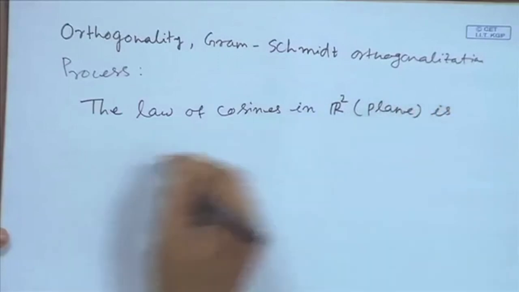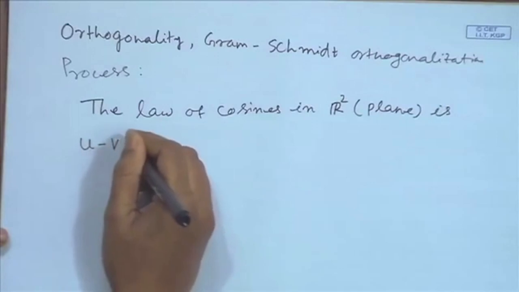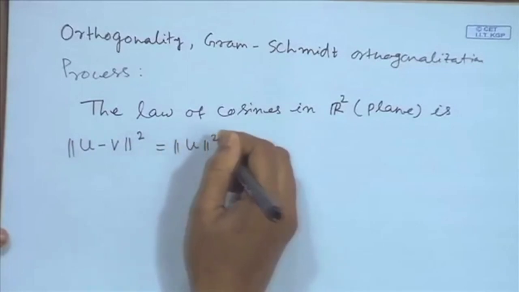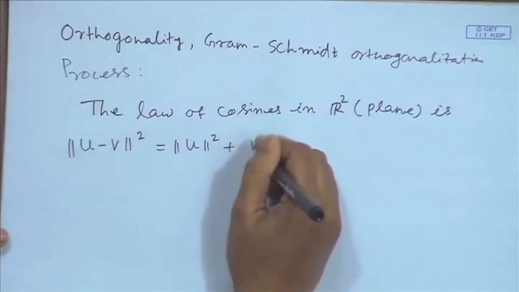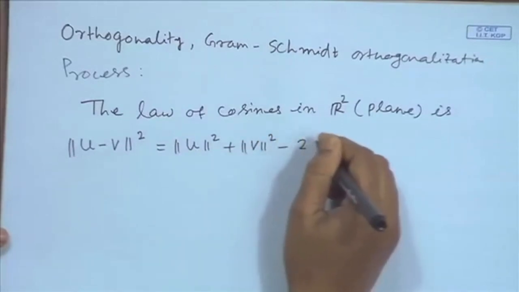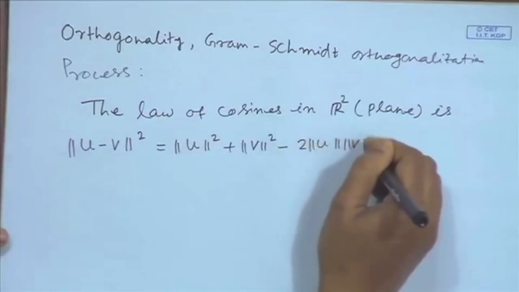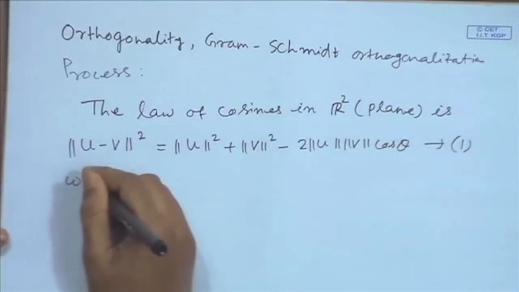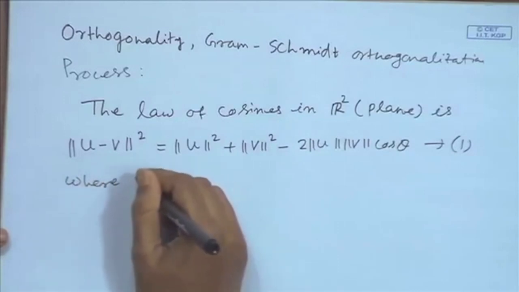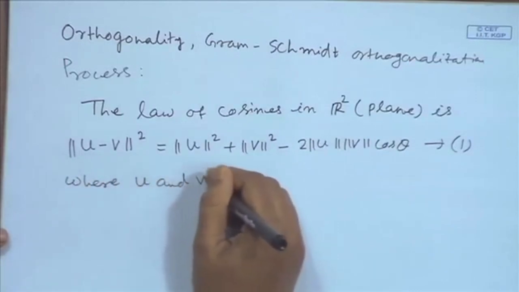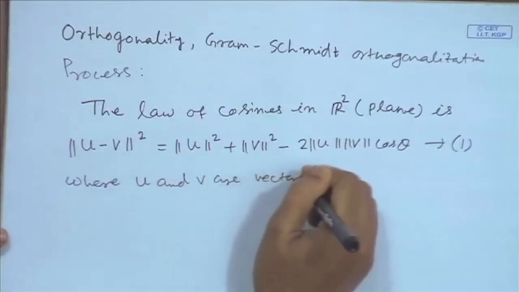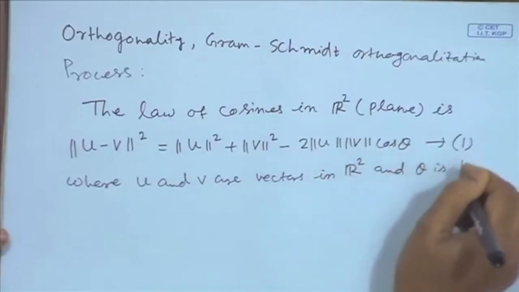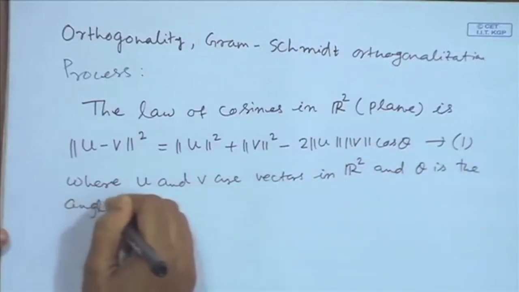is given by norm of u minus v squared is equal to norm of u squared plus norm of v squared minus twice norm of u norm of v cos theta. Say this is equation 1. Here the vectors u and v are vectors in R2, and theta is the angle between u and v.